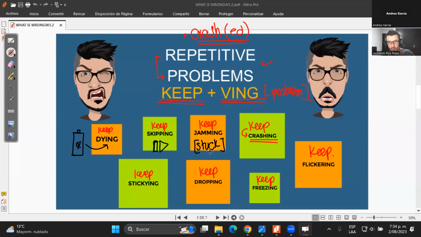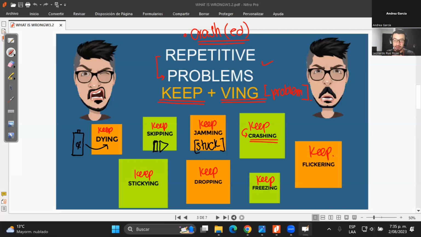No, teacher. Como atorado, ¿no? So, okay, for example, I am changing this bottle because every time that I put the cap on, the cap, it means la tapa, every time that I put the cap on, it keeps jamming. So later I cannot remove the cap because it keeps jamming. So it keeps stuck, se te atascó, right?